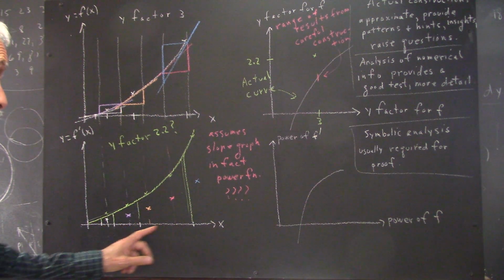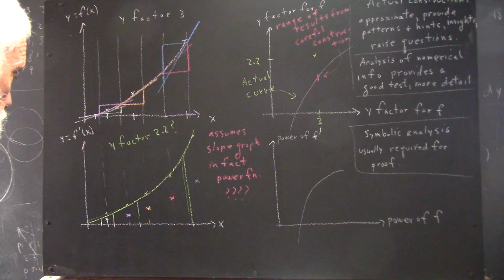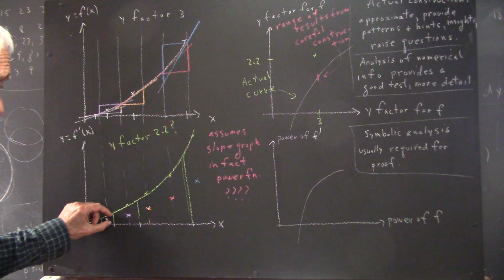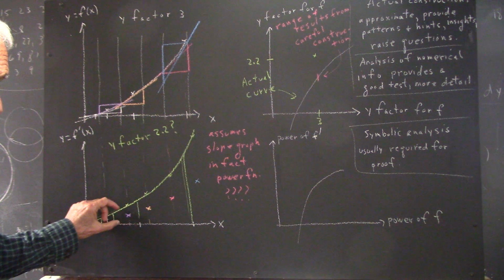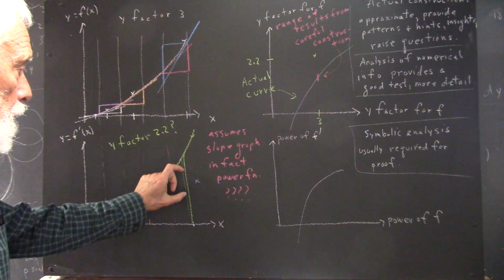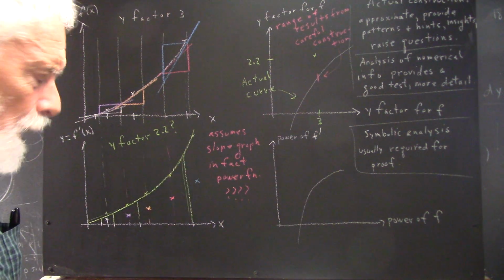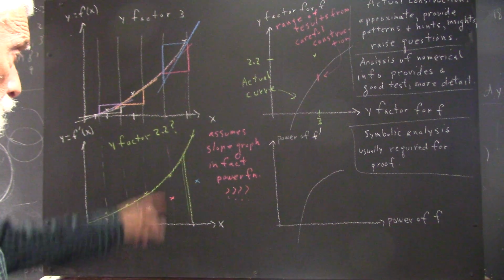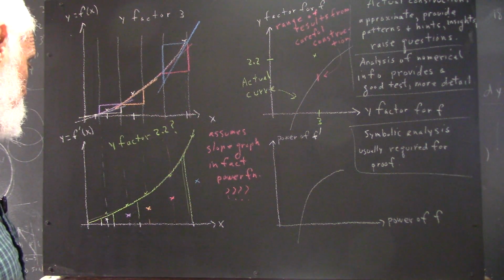I have doubling values of x here, and it looks like the y factor is something around 2. By the time we get over here, I've got a little more than 2. So I indicated a y factor of maybe 2.1 or 2.2 with a question mark.